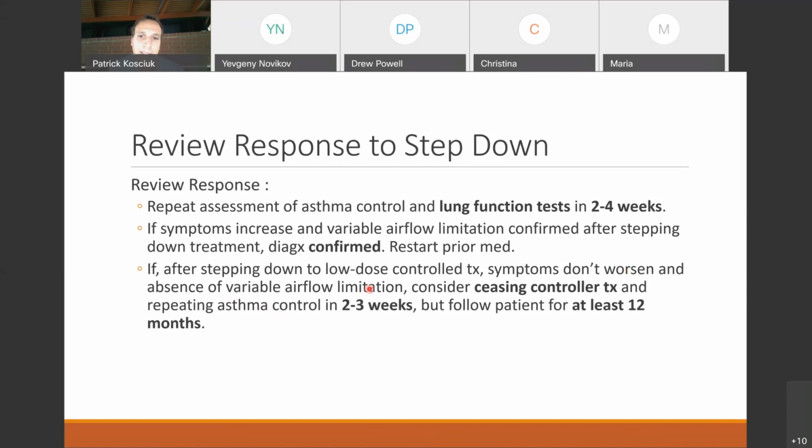And then repeat an evaluation in about 2 to 3 weeks, and then continue to follow them for a year or so for these asthma complaints. But at that point, you've safely gotten rid of the diagnosis of asthma from these patients.